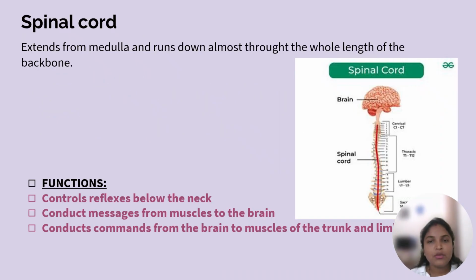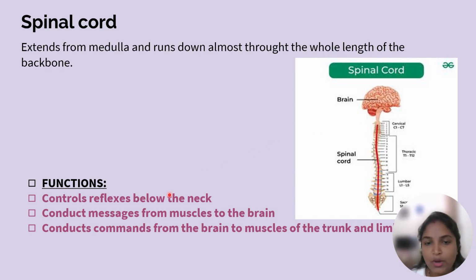Now the spinal cord. After the brain, we come to the spinal cord of the central nervous system. It extends from the medulla and runs down almost throughout the whole length of the backbone. It is embedded in the vertebral column and runs throughout the whole length of the backbone. Functions, what are the functions? It controls the reflexes below the neck. What are the reflexes below the neck?